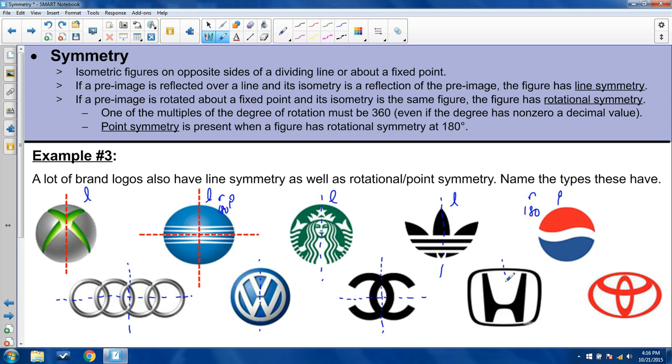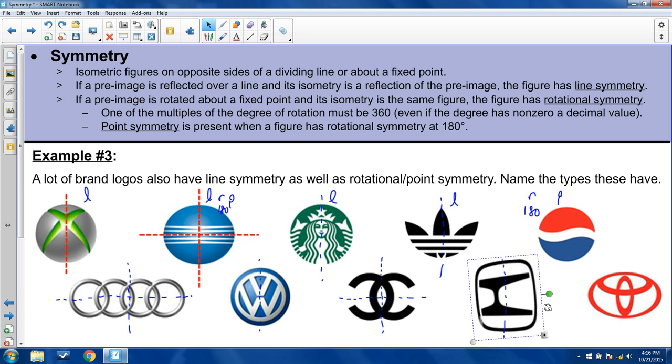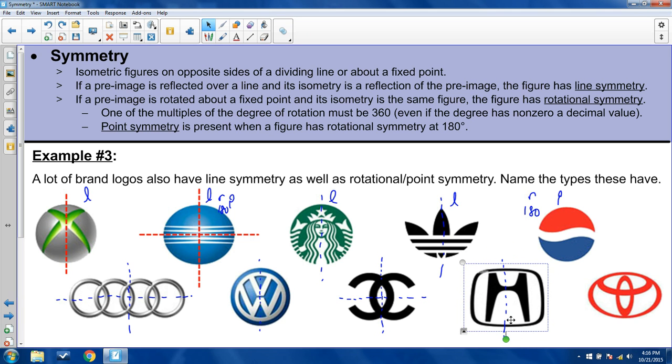Honda, the H is taller in one sense, so only line symmetry this way. It would not have been this way. No rotational symmetry for the same reason. It doesn't go that way because if I turn it 180 degrees, you can see it looks different. It clearly looks different as opposed to the Pepsi thing, just different colors. And Toyota, also line symmetry.